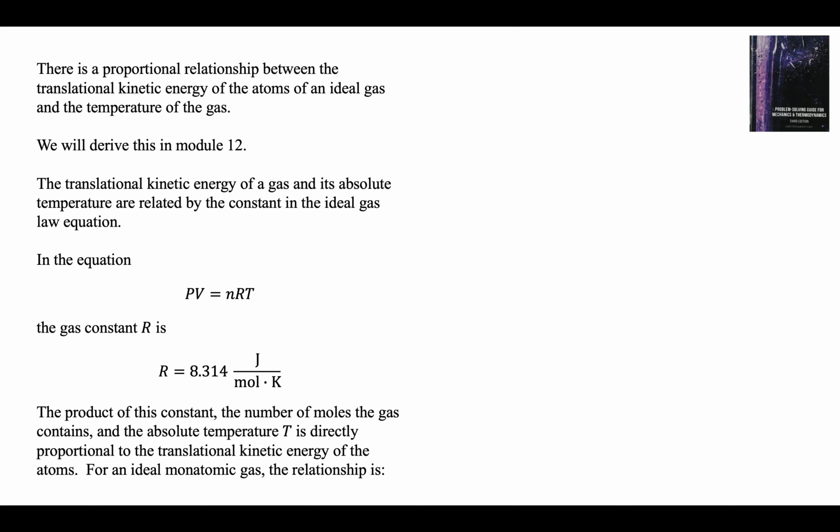If you multiply this by the number of moles of the gas and the absolute temperature of the gas, that's the translational kinetic energy of the atoms for an ideal monatomic gas. E internal, the sum of all the kinetic energies, is 3/2 nRT. Little n is the number of moles.